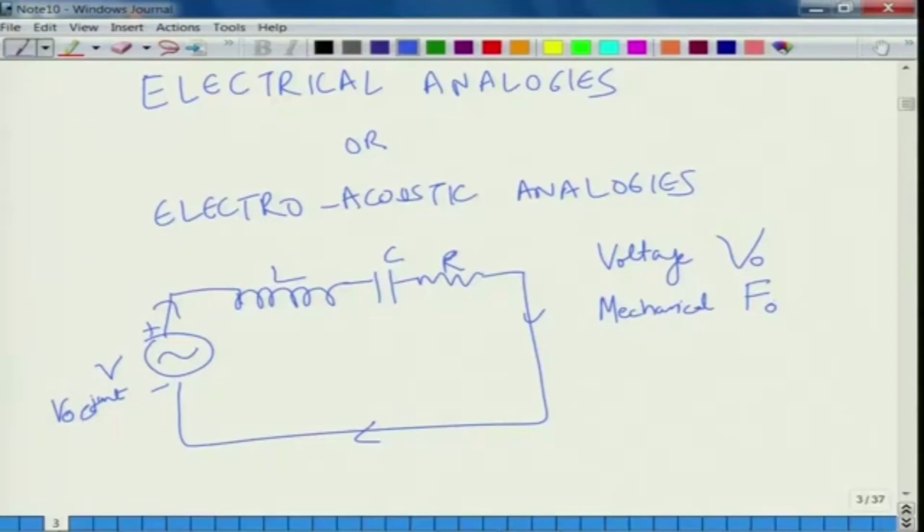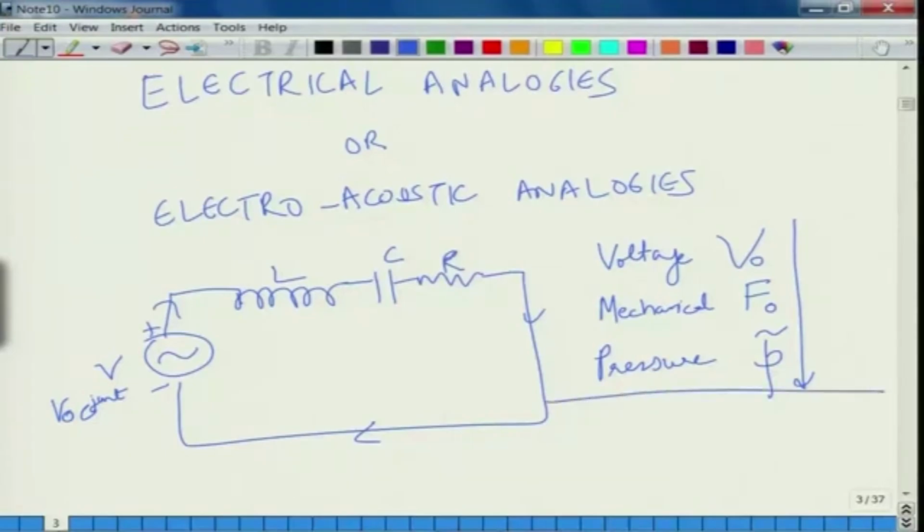Force, in acoustics in the context of fluids, is nothing but your pressure into the area. So, in acoustics it is P tilde. So, these three things are analogous. Similarly, what is the other thing that we are interested in?